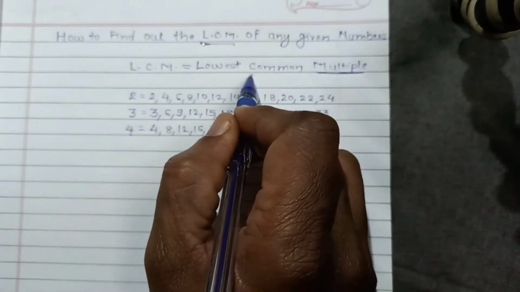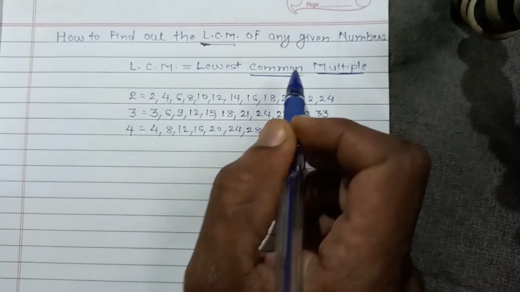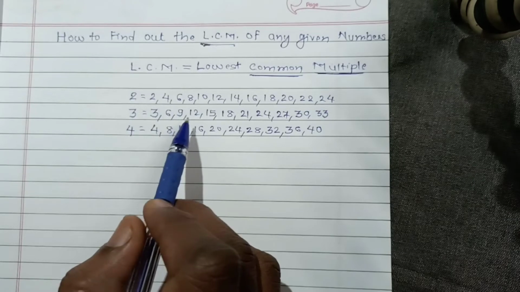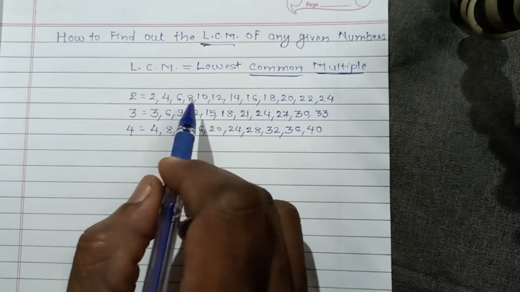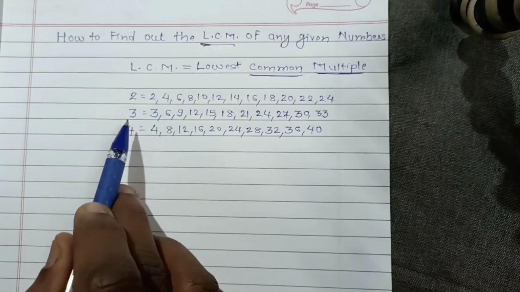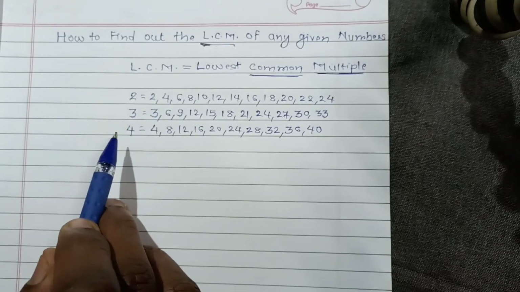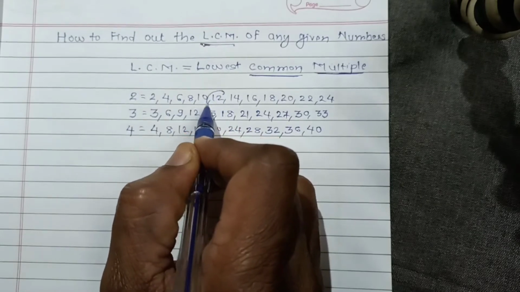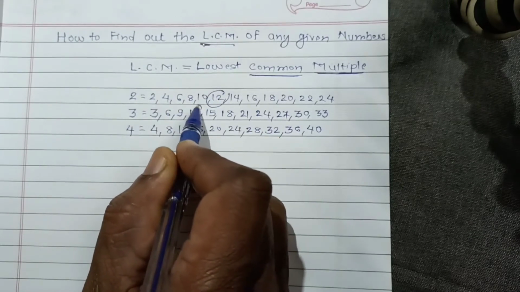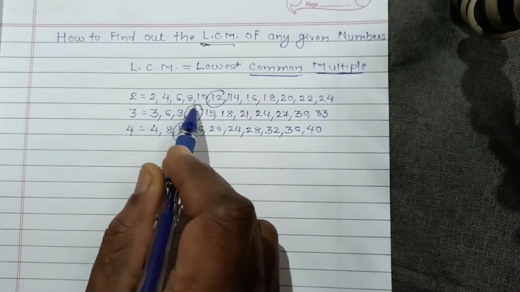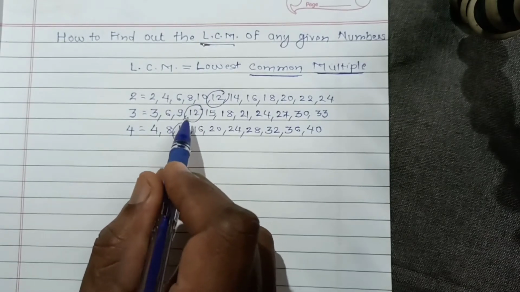Now let us try to understand the meaning of common. Among these 2, 3 and 4, let me see which is common here. Common means the same number should be available in 2, then 3 and also 4. Let me find out here. So 12 is available in 2, 12 is also available in 3 and 12 is also available in 4. So this is one common number here, 12.